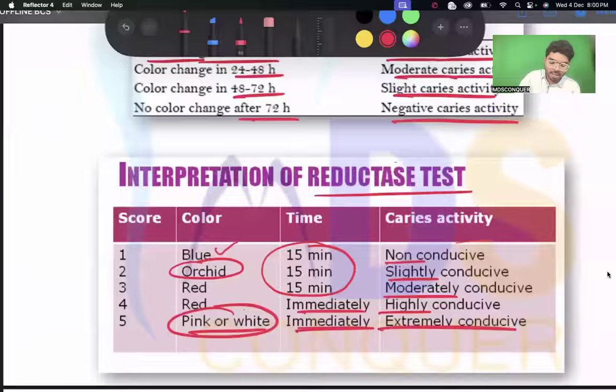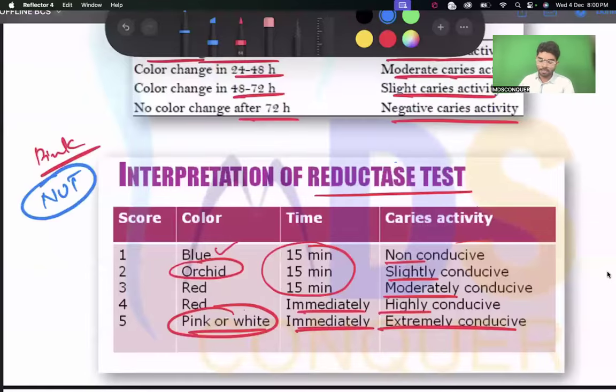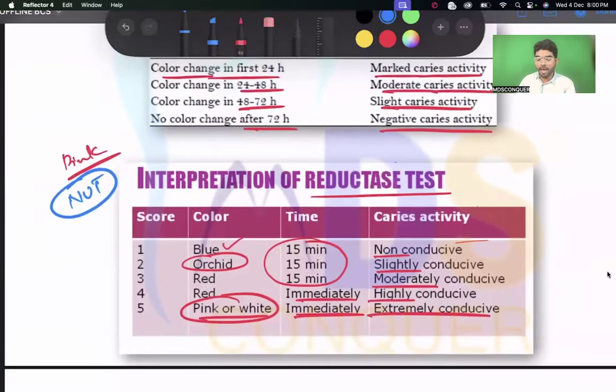So in pins, what is pink color? Amalgam pins, what is pink color? I told you to remember. Yes, I told you to remember nut. Very good. Okay, so I'm jumping from this part.